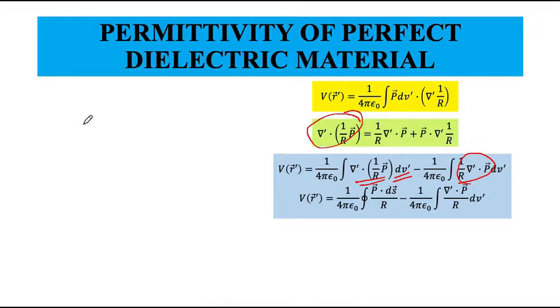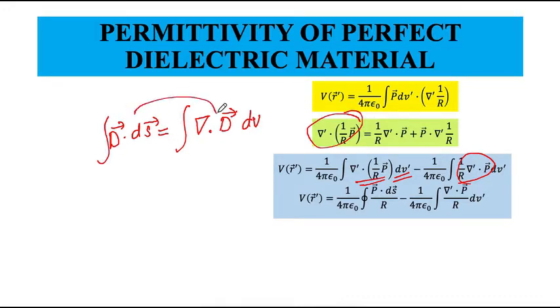If you are confused what the divergence theorem is, the integral of D dot ds is equal to the integral of del dot D over dv, right? So this is the Gauss divergence theorem. A surface integral can be converted into a volume integral. Here I want to convert the volume integral, therefore I can convert it into a surface integral.